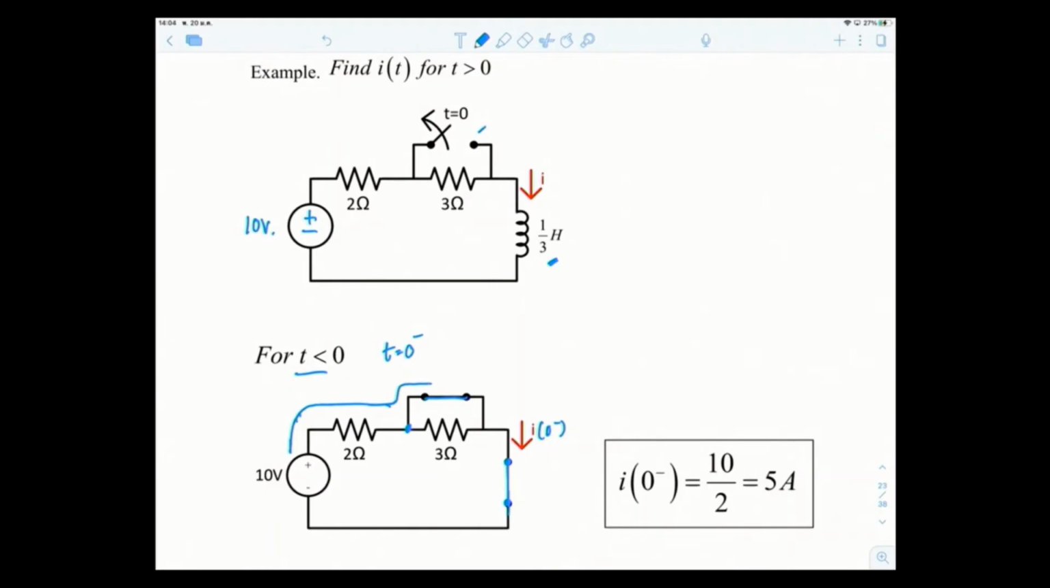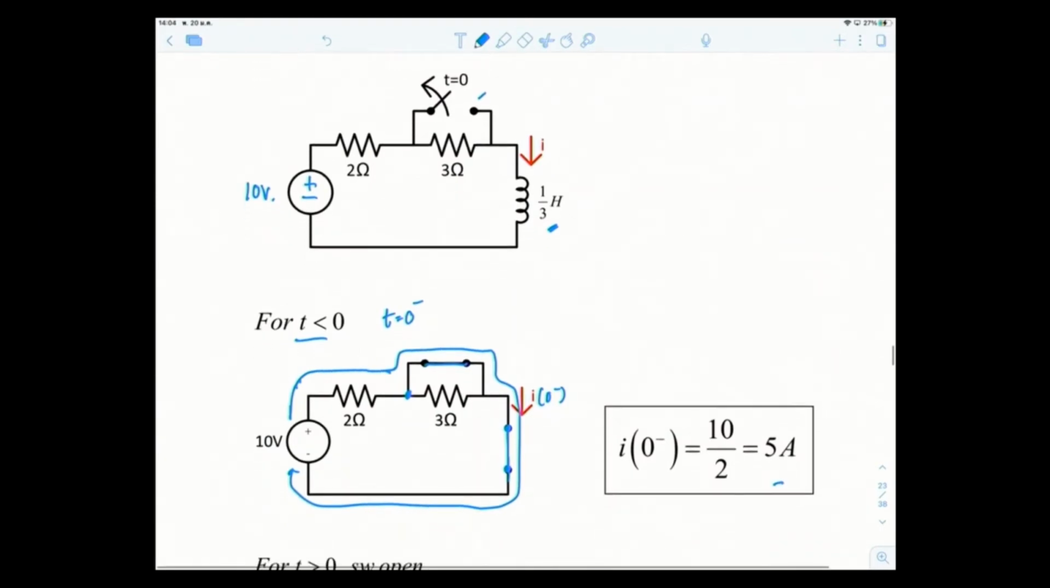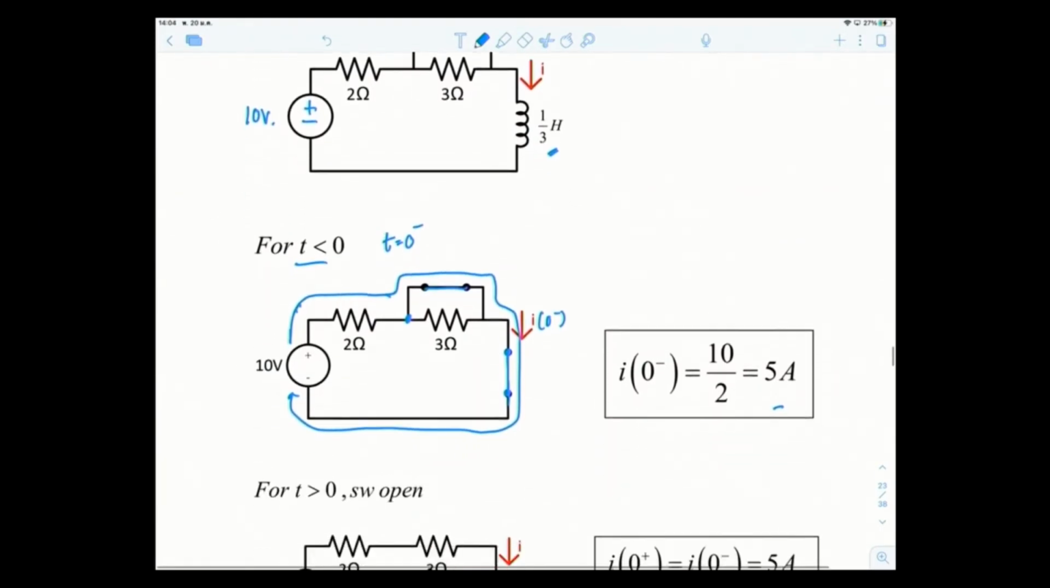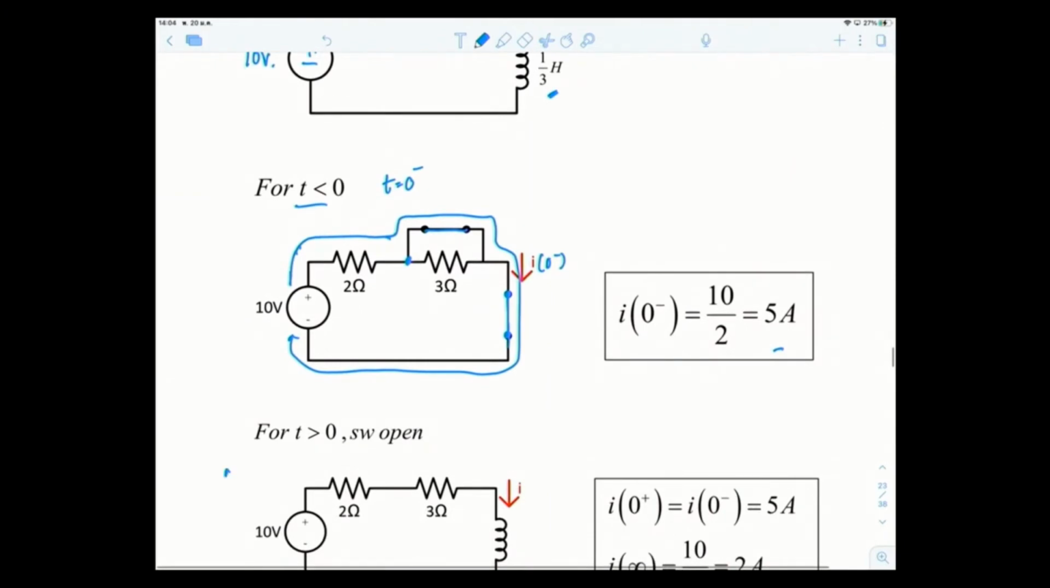Okay, so it goes up here, bypasses the 3 ohms, and comes down here. So therefore, I is nothing but the current passing through the 2 ohms only. So I(0-) equals 10/2, so 5 amps. Okay, right, so next step, t equal to 0+, so pretty much at t equals 0+ onwards.